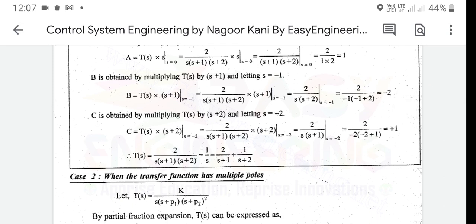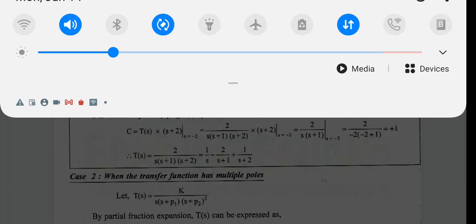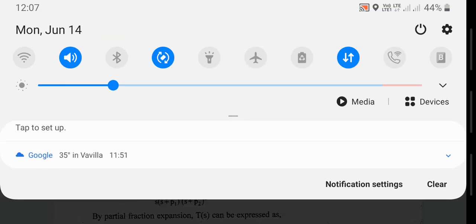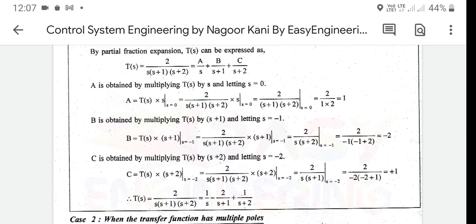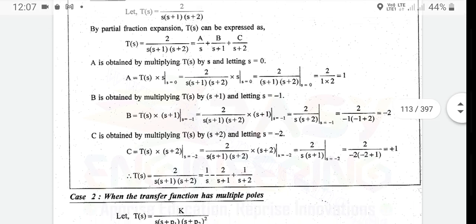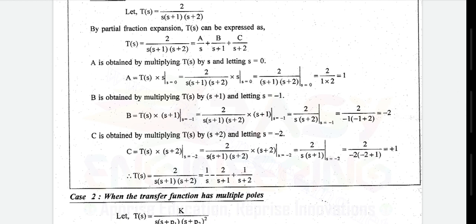Now the second value, you have to find the residue value of b. b is obtained by multiplying your transfer function with s plus 1. So T of s into s plus 1, by letting s equal to minus 1. Whatever denominator you are considering should be equal to 0. s plus 1 is equal to 0, so what will be the value? s is equal to minus 1. So you have to let s equal to minus 1 here. So what is the final value?